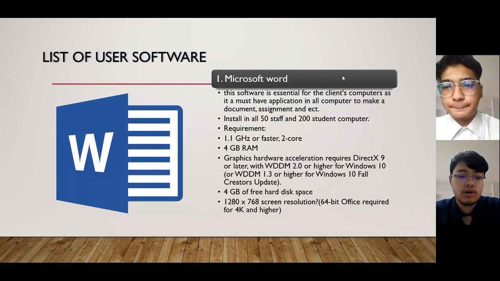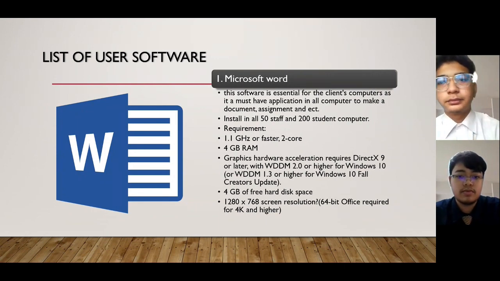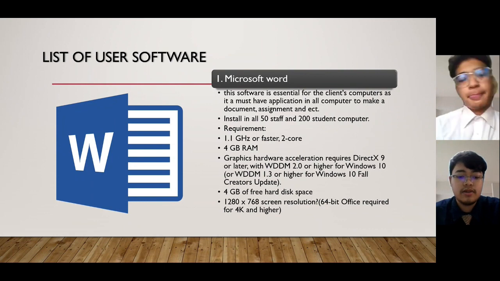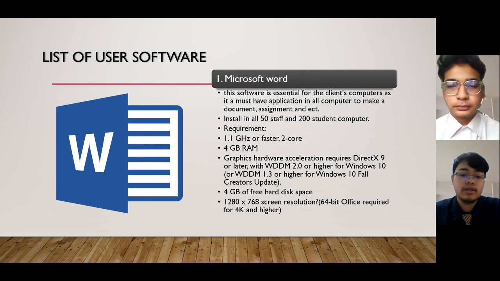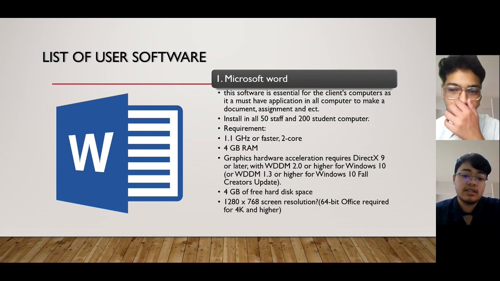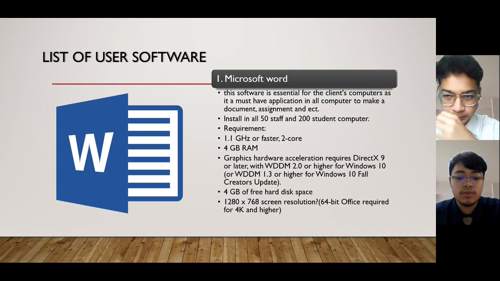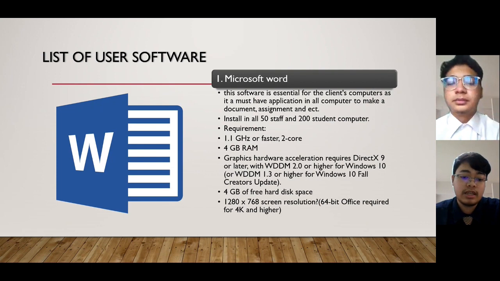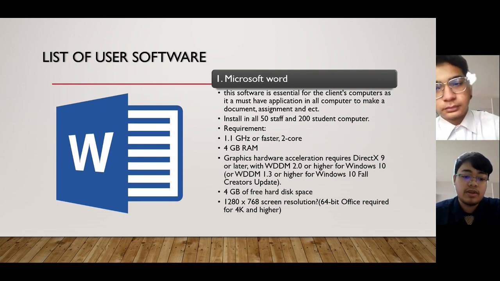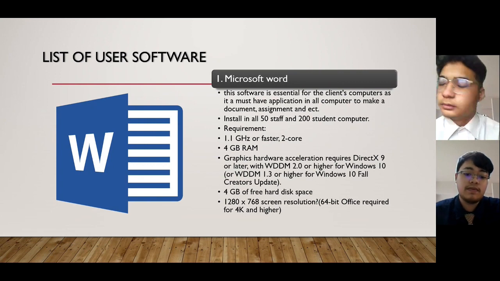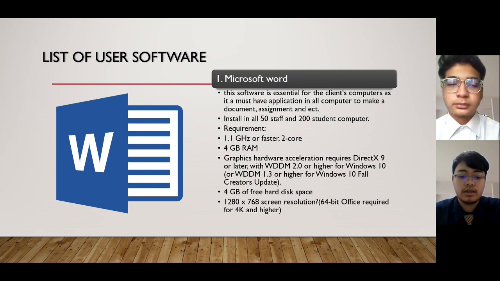Okay, next is a list of user software that will be used in our client server networking. The first one is Microsoft Word. This software is essential for the client computer as it must be an application on all computers to make documents, assignments, etc. It is installed in all 50 staff and 200 student computers.